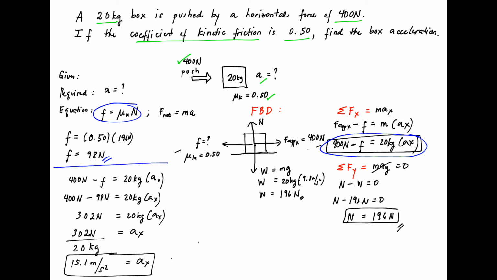So how does it become meter per second square? The Newton is equivalent to kilogram times meter per second square, divided by the kilogram. Therefore, we have this cancellation of kilogram, and the unit now is meter per second square.